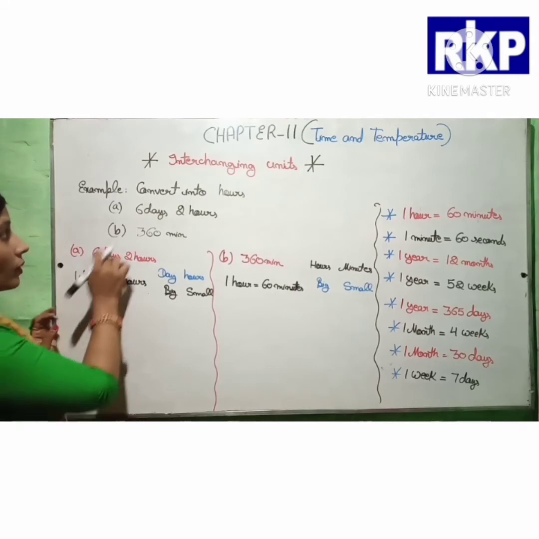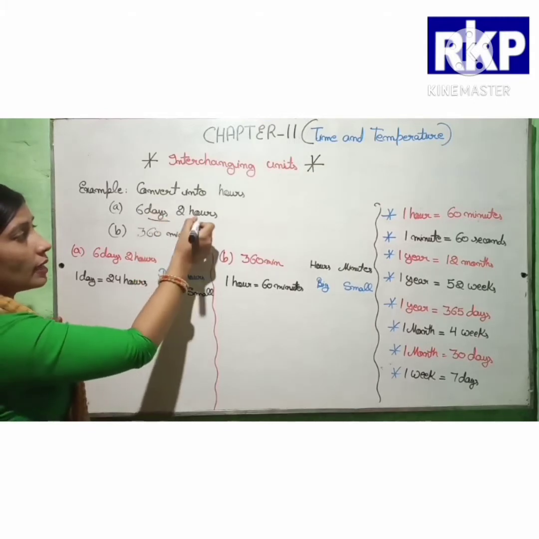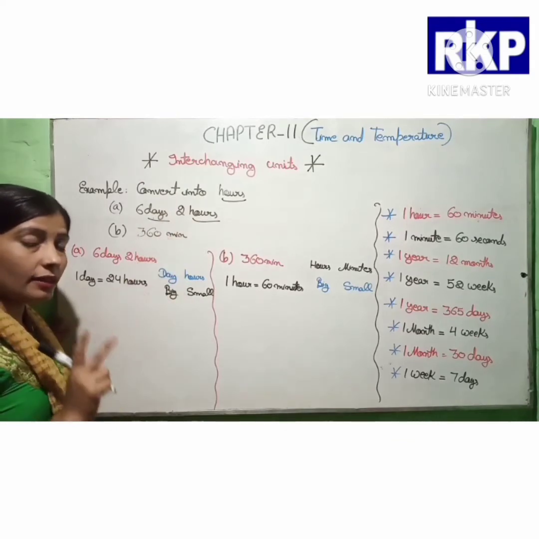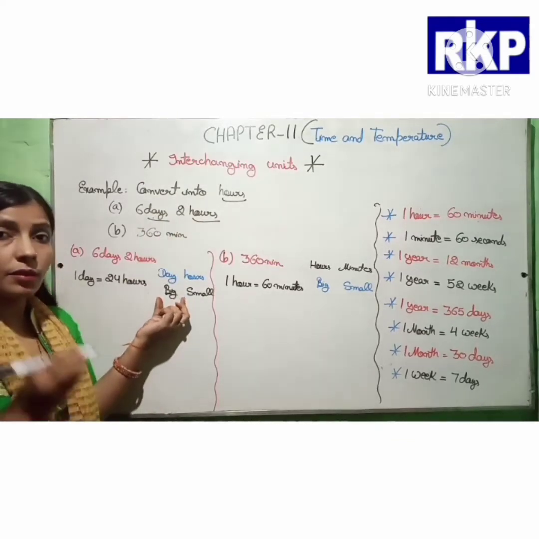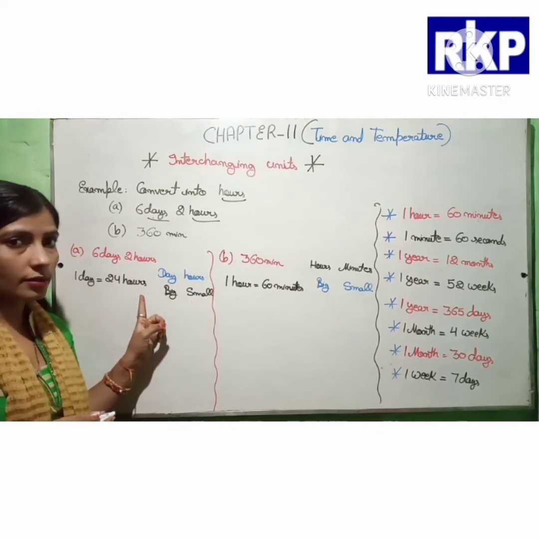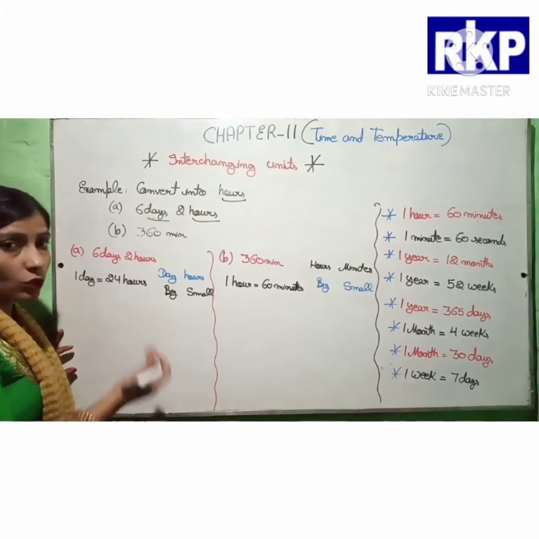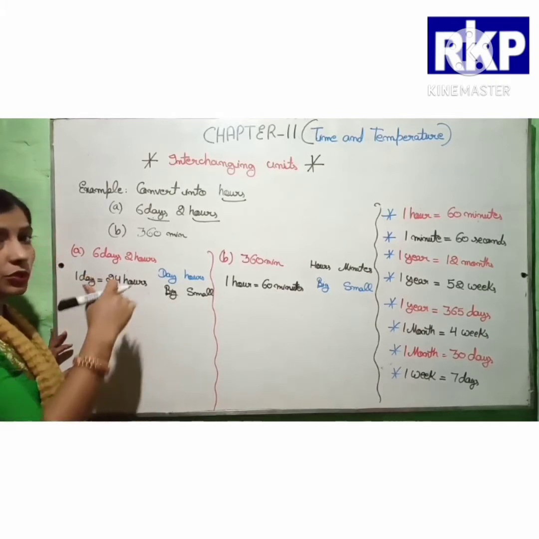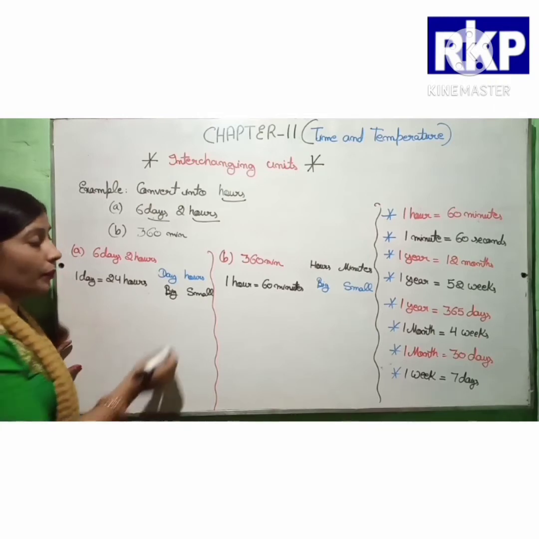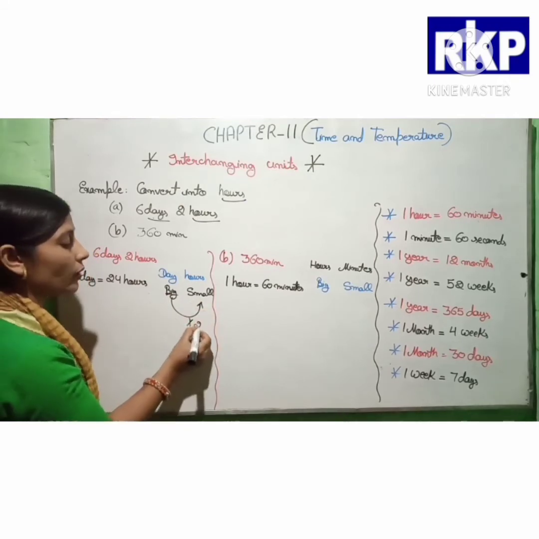According to the A part, we have two units, which are days and hours. Day is a bigger unit than hours, because we know 1 day is equal to 24 hours. So if we want to convert days into hours, then we need to multiply, because here we are converting a bigger unit into a smaller unit. So here we need to multiply with 24.